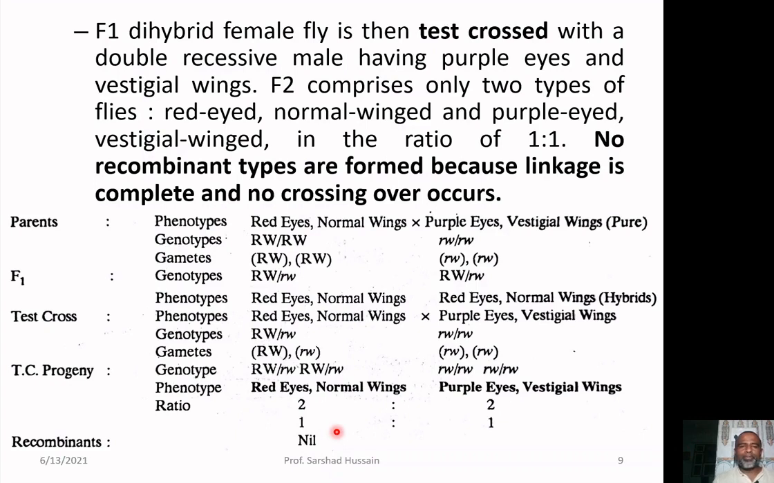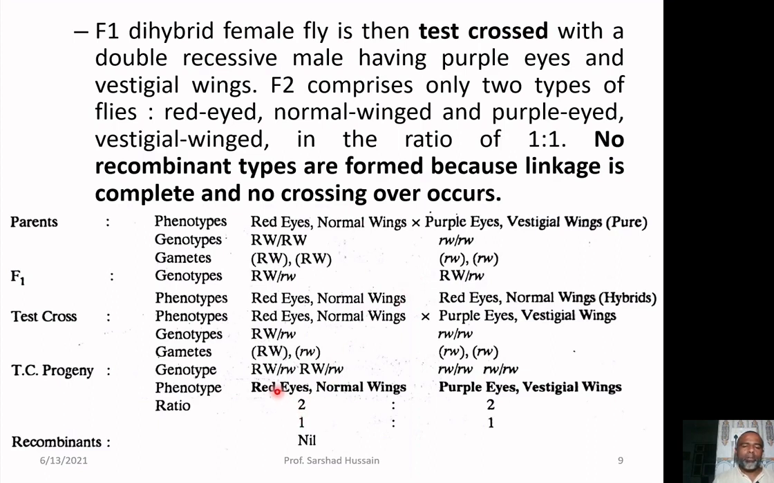Now, you can see no recombinant types are found. Red eye and normal wing again was parental, purple eye and vestigial wing was again the parental, no new combination is formed over there. It is not so that the red eye may have gone sometime with the vestigial wing or the purple eye have gone with the normal wing. No, both the F2 generations were showing exactly in the test cross a 50:50 ratio with respect to the parents. Now, it means this is the complete linkage.